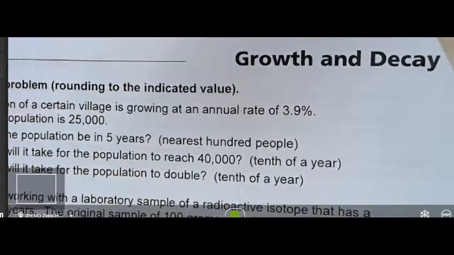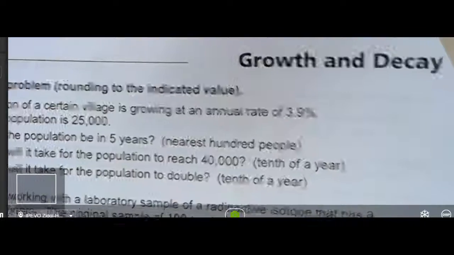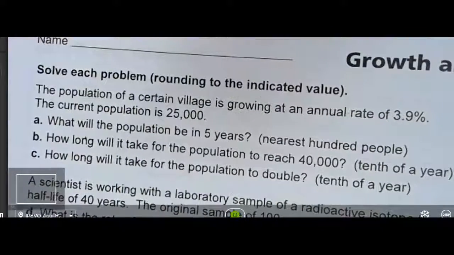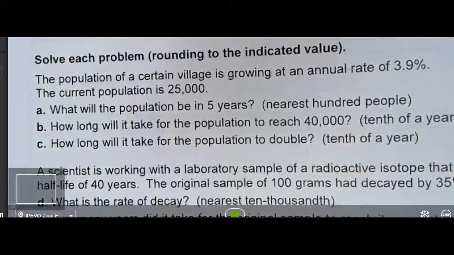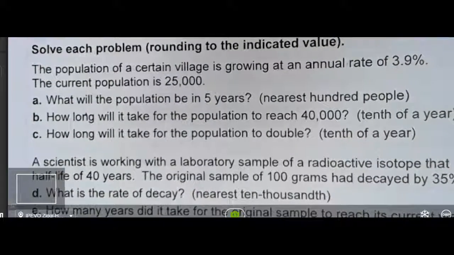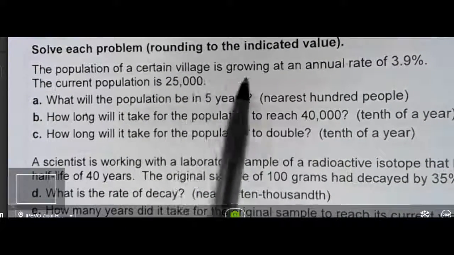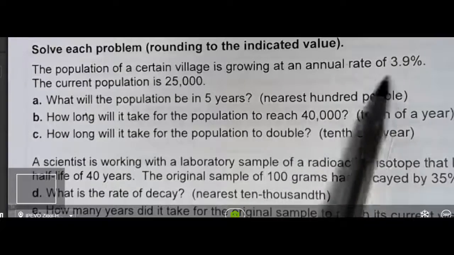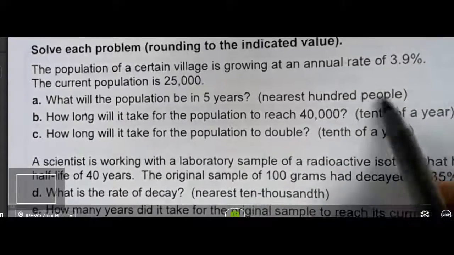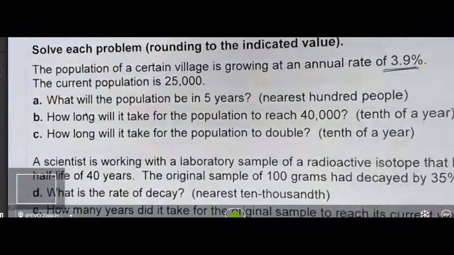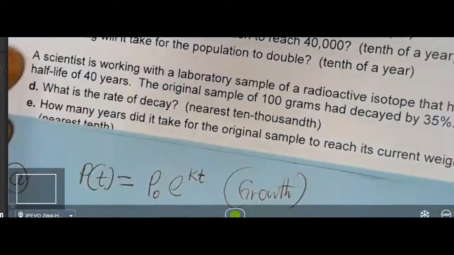All right, let's look at the exponential growth and decay problems. The first one: the population of a certain village has this as the rate. So you use the rate. You take what we want, what we need.